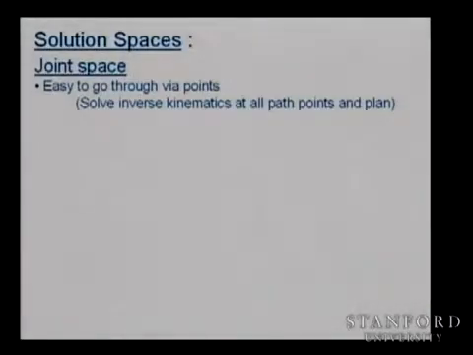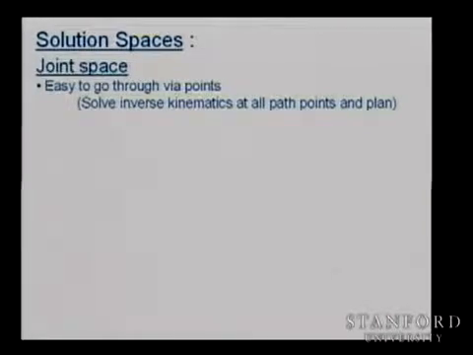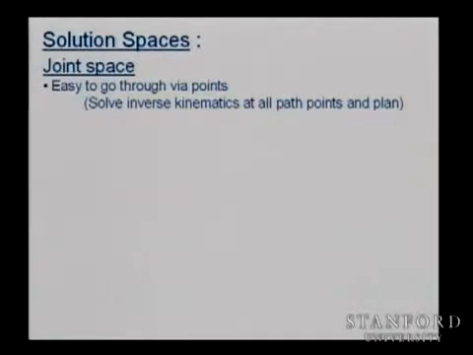We can look for the solution in several spaces, two main spaces really. There is the joint space. For the manipulator, that's the native space for the manipulator, right? So in that case, it is easy to go through these intermediate points because we will know exactly what the joint configuration is going to be for the robot at these intermediate points. So at those points, in order to get the actual joint characteristics, we'll be solving the inverse kinematics at all the path points and then we'll plan for a motion in that space.